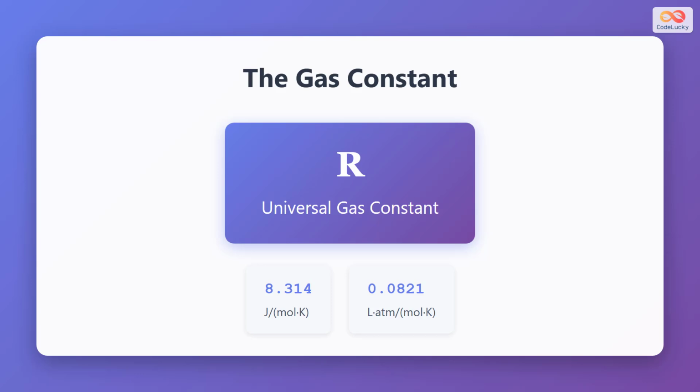The letter R in our equation represents the universal gas constant, a fundamental value that connects all the other variables. The gas constant has different numerical values depending on the units you're using. When working with pressure in pascals and volume in cubic meters, R equals 8.314 joules per mole Kelvin. However, when using pressure in atmospheres and volume in liters, which is more common in chemistry problems, R equals 0.0821 liter atmospheres per mole Kelvin. It's essential to match your R value with the units of your other variables. Using the wrong value of R is a common mistake that leads to incorrect answers.